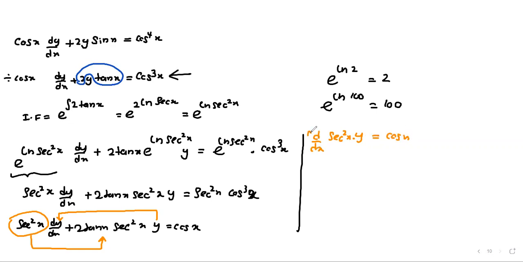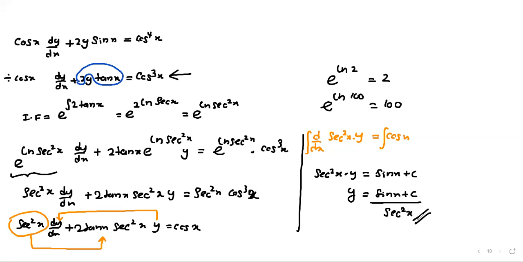Then integrate both sides. What you get here is sec squared x y equals the integration of cos x, which is sin x plus c. Therefore y equals sin x plus c divided by sec squared x, which is the final answer for this question. That's how we come up with it.